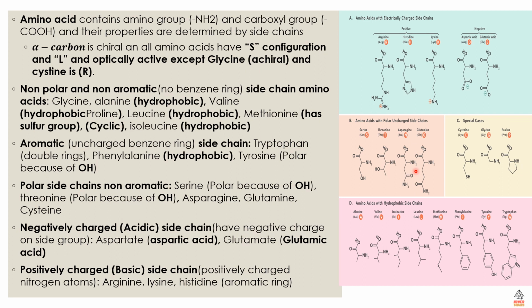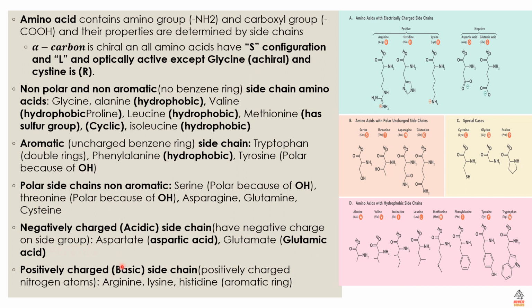That's how you remember them, mostly because of the OH group. You see the OH group here, you see the OH group here, and you see other OH groups and carboxylic groups as well. So the polar side chains are asparagine, glutamine, cysteine, threonine, and serine.